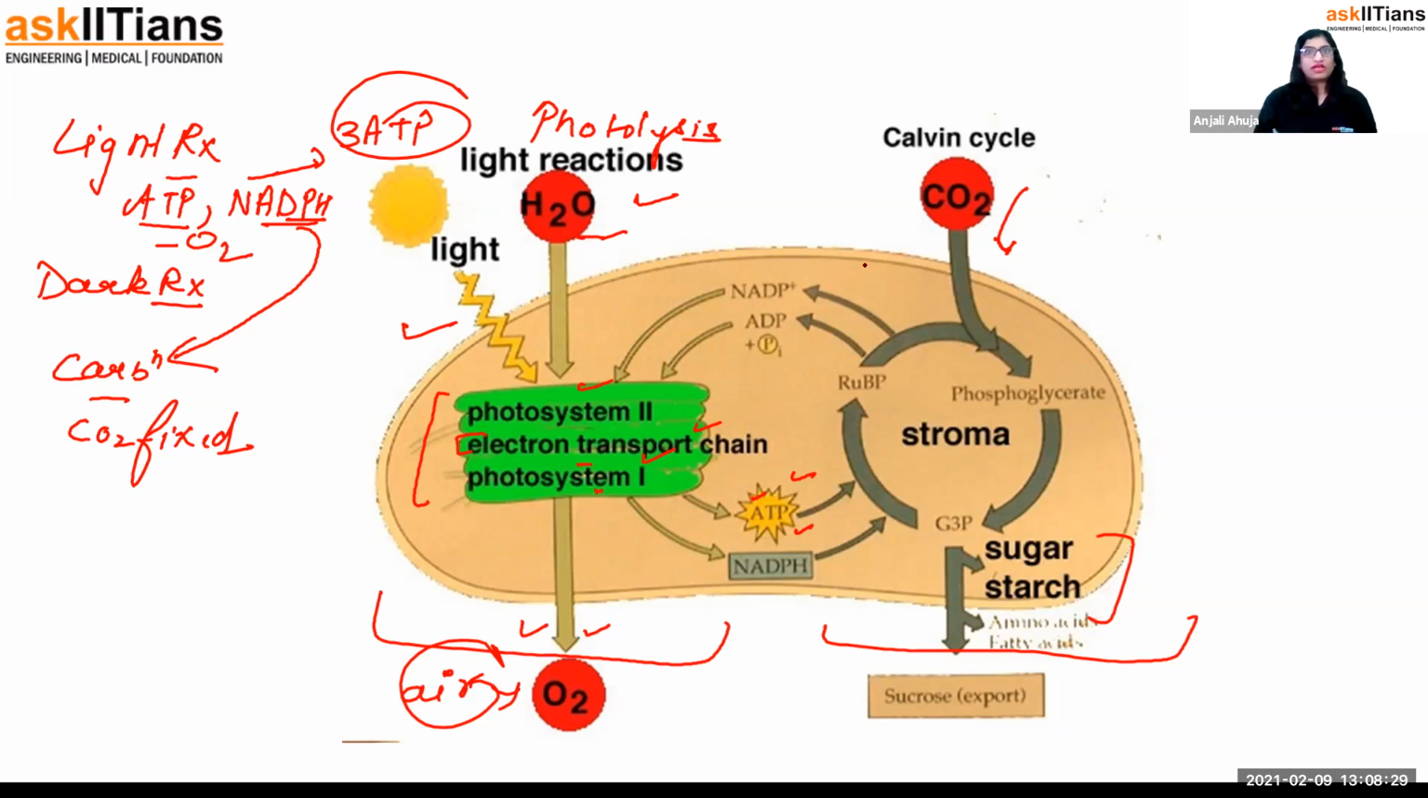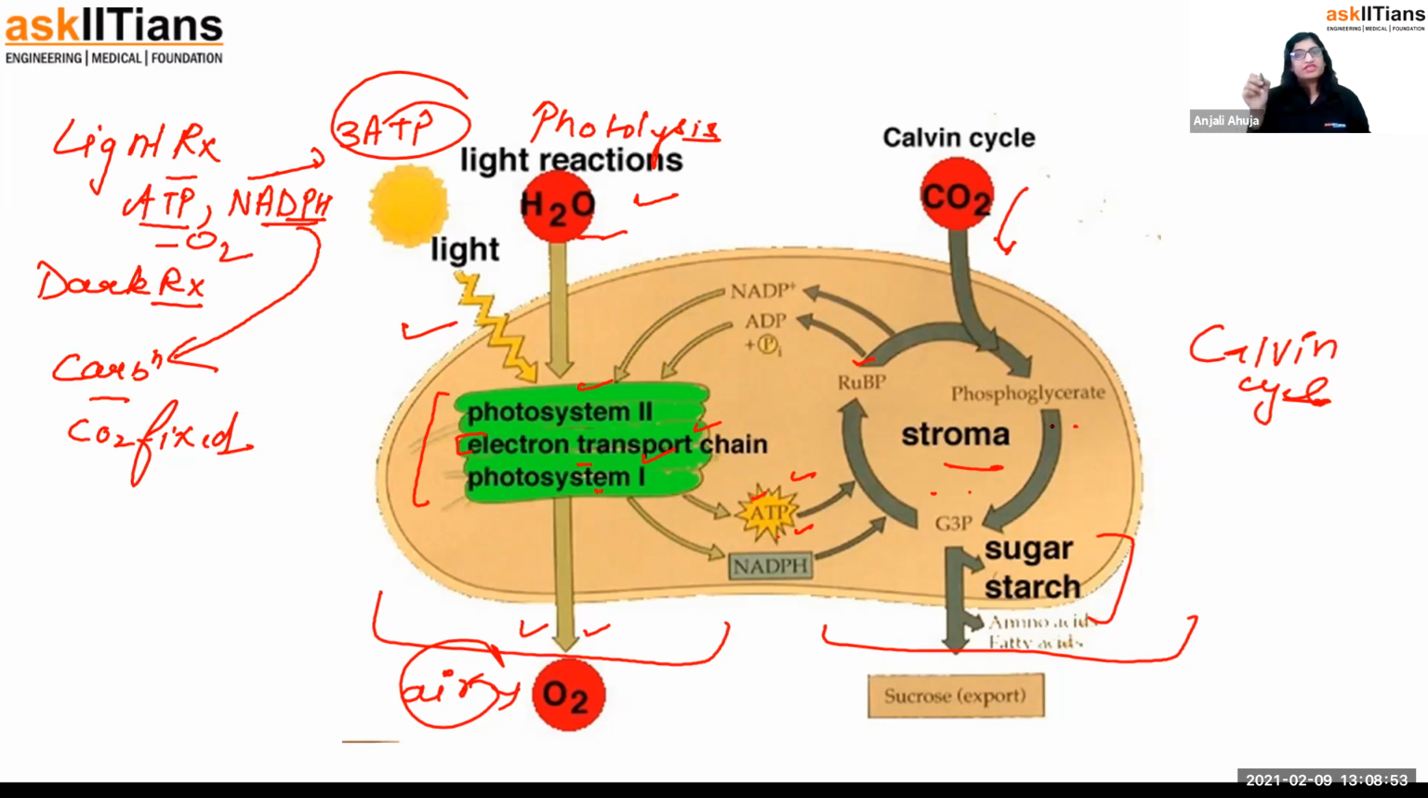So now what happened? This energy moves into the stroma where dark reaction happened. Into the dark reaction, a cycle happened. We call it as the Calvin cycle. You don't have to get into the detail. Just remember the name. Into the Calvin cycle, RuBP, phosphoglycerate and G3P. These are certain molecules. They keep on forming in between them.